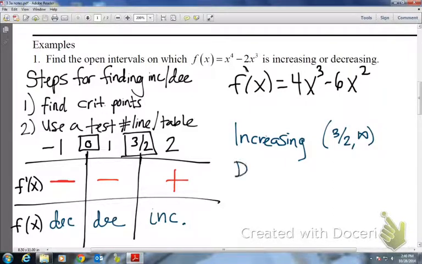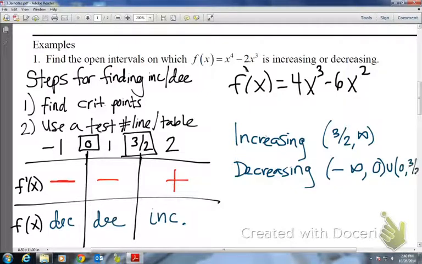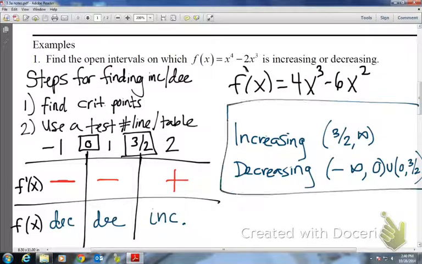Then for decreasing, it starts at negative infinity, oops, and goes to 0. That's my first critical point, and then it decreases again from 0 to 3/2. And that is my answer. There's my interval that it's increasing, and there's my interval that it's decreasing. So it looks just like that.